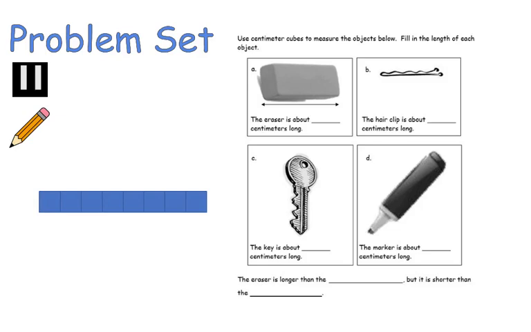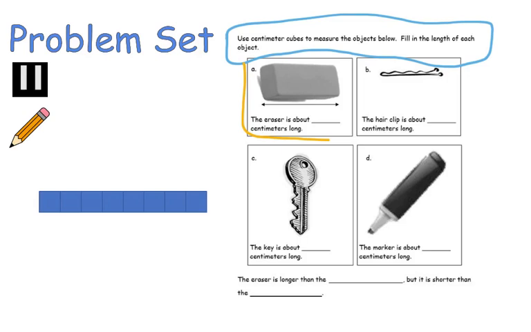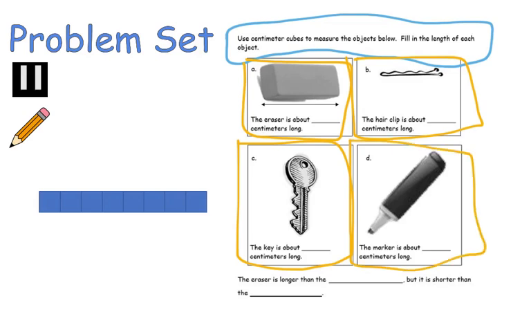Okay, so now you're going to finish this page. I'm going to read the directions to you again. Ready? These directions say, use centimeter cubes to measure the objects below. Fill in the length of each object. So for A, B, C, and D, you're going to do the same thing that we just did on the top. You're going to use your centimeter cubes to measure how long. You're going to write your answer on the line.